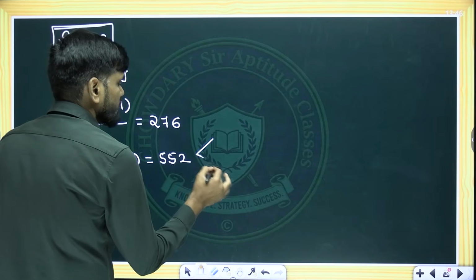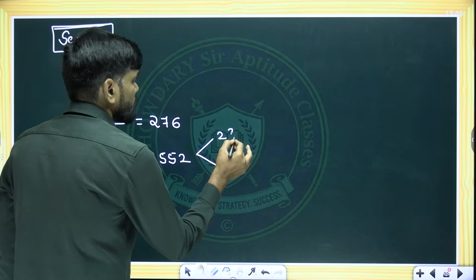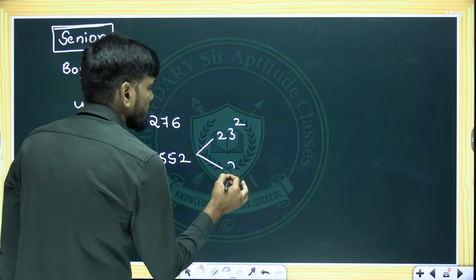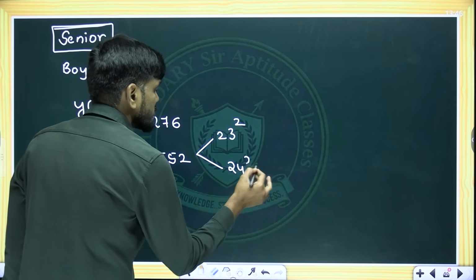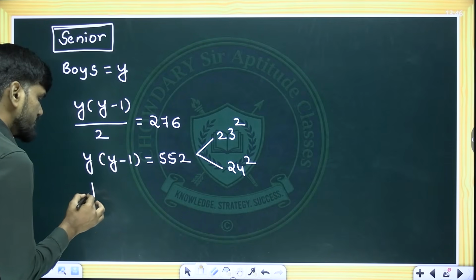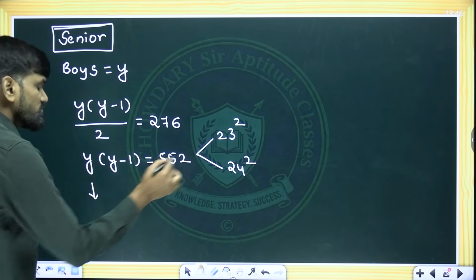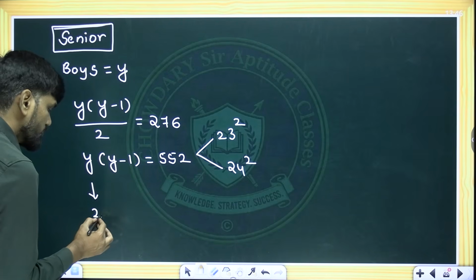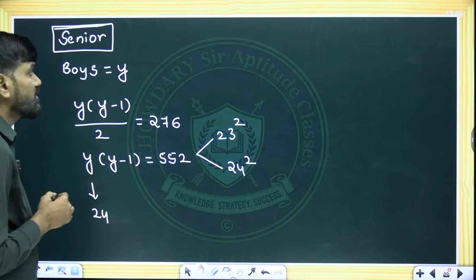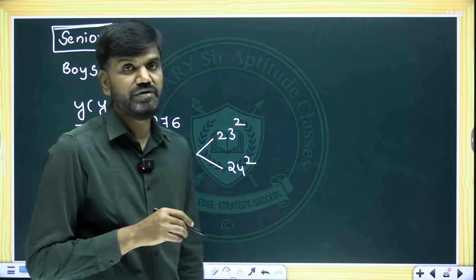Again, this is lying between which two squares? 23 square is 529, 24 square is 576. So here y is representing the larger number, and out of these two, the larger number is 24. So y should be 24. The number of boys at senior level is 24.